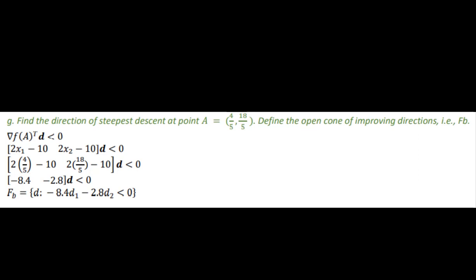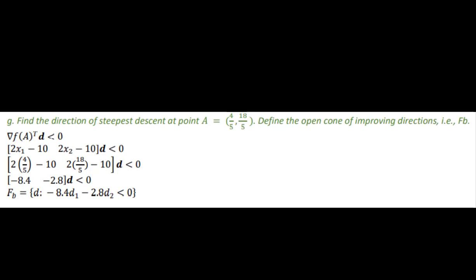2x1 minus 10 and 2x2 minus 10. That is the gradient in general, right? Yes, then we plug in x1 and x2. What will you get? Minus 8.4 and minus 2.8. So the gradient of the objective function at this point A is minus 8.4 and minus 2.8.